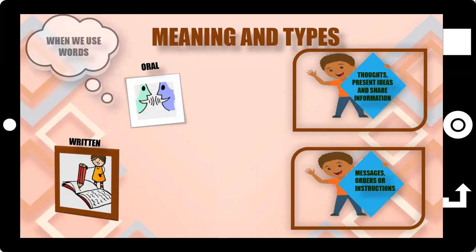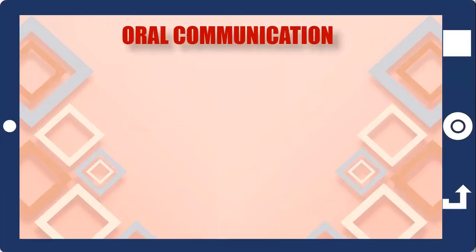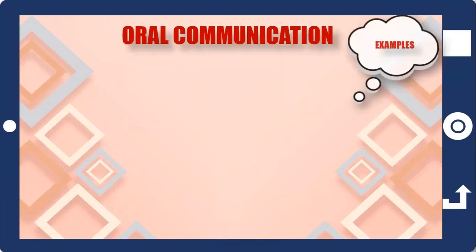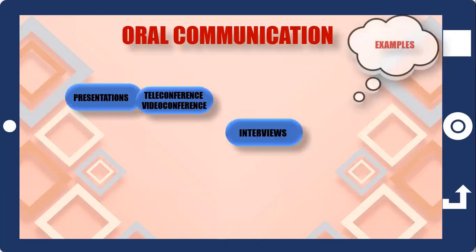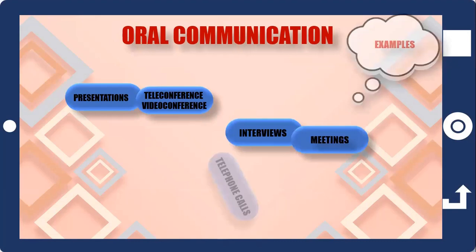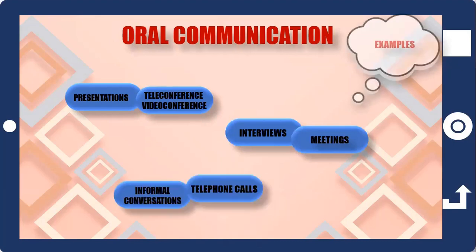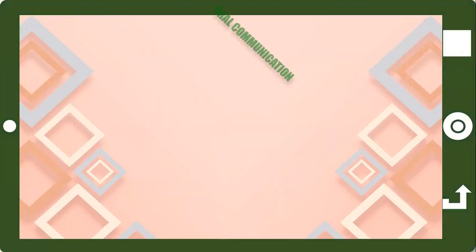So let us now first start with oral communication by understanding some of the examples. So we communicate using oral communication when we give presentations, when we go for teleconferencing and video conferencing, for interviews and business meetings, and then telephone calls, as well as informal conversation. In all these examples that I've stated, the sender's duty is to plan his information, and then he also needs to structure his information so that the receivers are not confused, and the receivers retain the information for a longer period of time. So having understood this, let us move on to the benefits of oral communication.